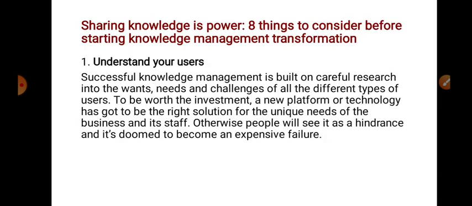Next, sharing knowledge is power. Sharing the knowledge is like power. Eight things to consider before starting knowledge management transformation. We should consider the eight points before we start the knowledge management transformation, before transferring the knowledge into any machines or other things, or before sharing our knowledge with other persons. We should consider the eight things.